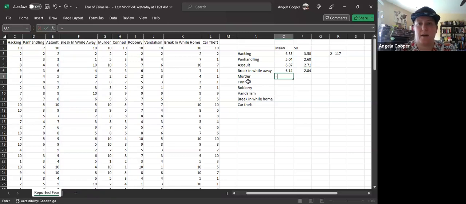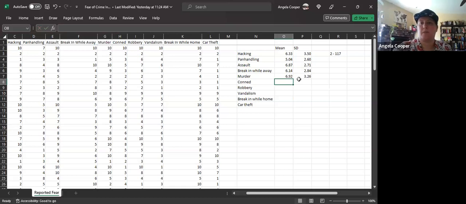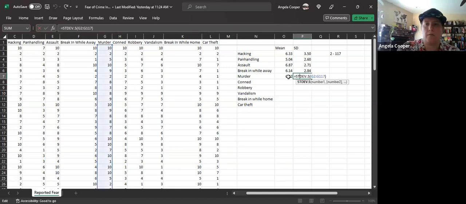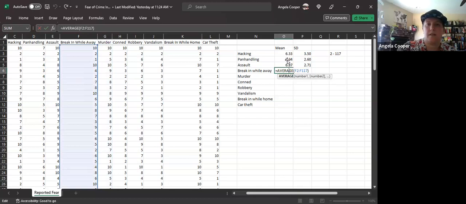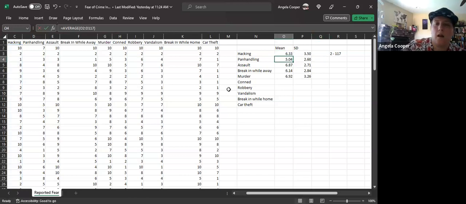And then I'll finish my little thing on murder. Then dot S and G2 to G117. Good game, murder. Okay, so all righty. We have, you guys will do the remaining on your own.